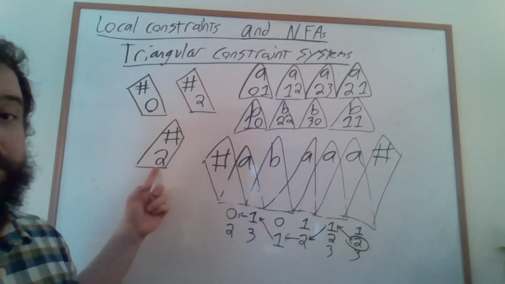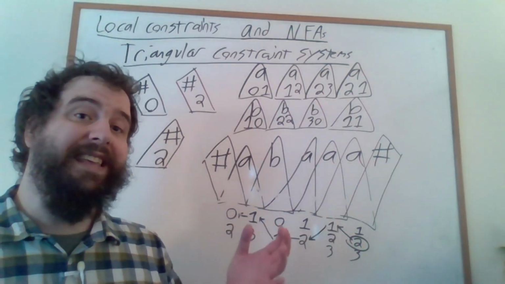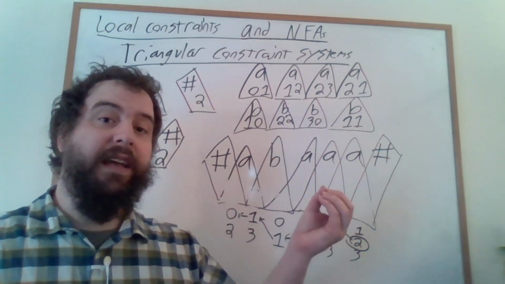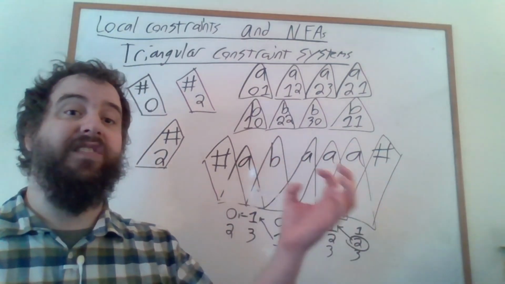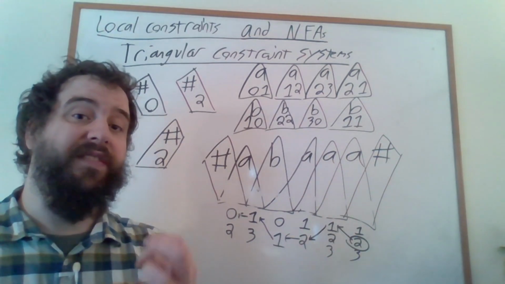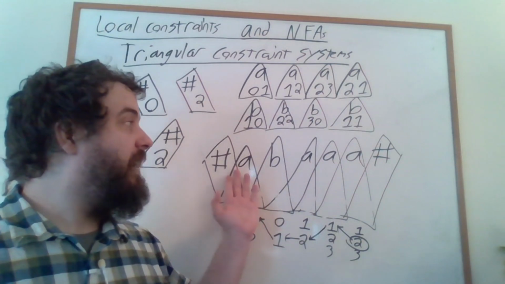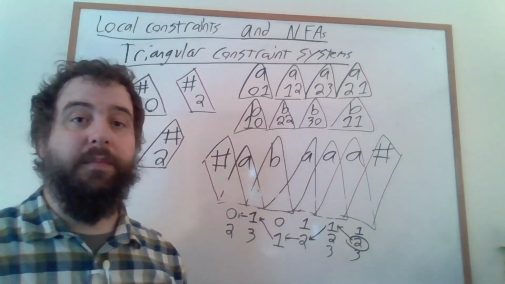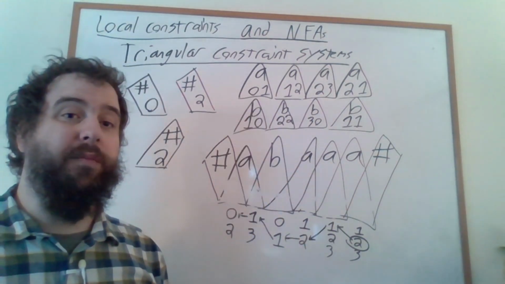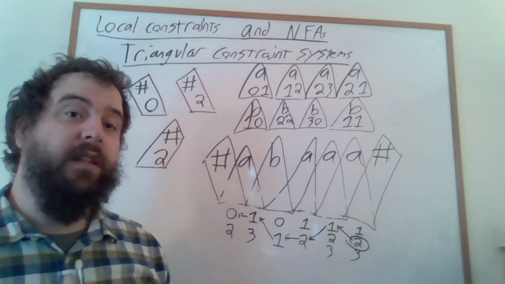Or if we have a more general triangular constraint system, if they have at least one number that shows up in a right-end piece. So what this means is that for every triangular constraint system, we can construct an equivalent finite state automaton. And because of that, the set of words that are accepted by any triangular constraint system is going to be a regular language.